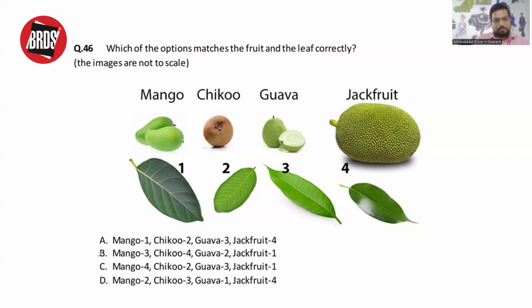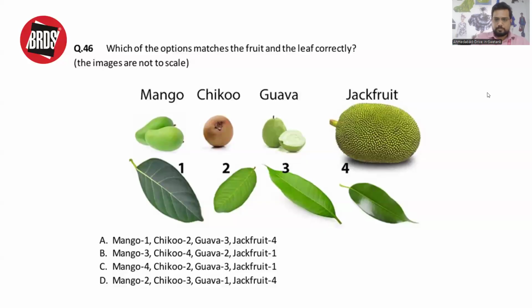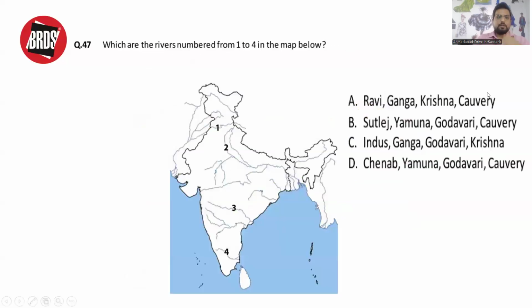It is going to be option B, which is the correct answer for this particular question number 46. Okay, moving ahead to the next question. Which are the rivers numbered from 1 to 4 in the map below? A question of general awareness, but I would say it also needs a bit of logical thinking and reasoning.